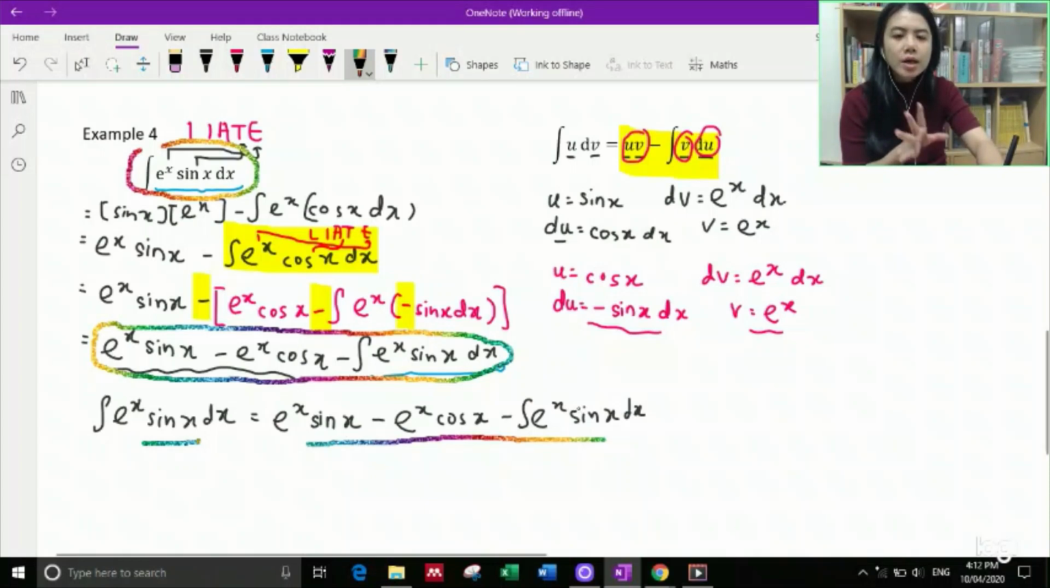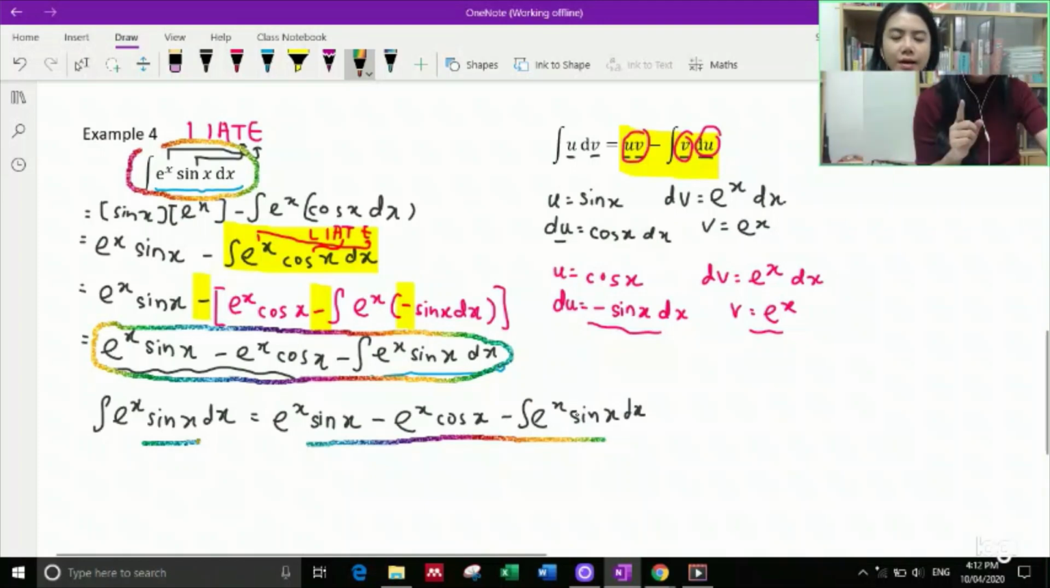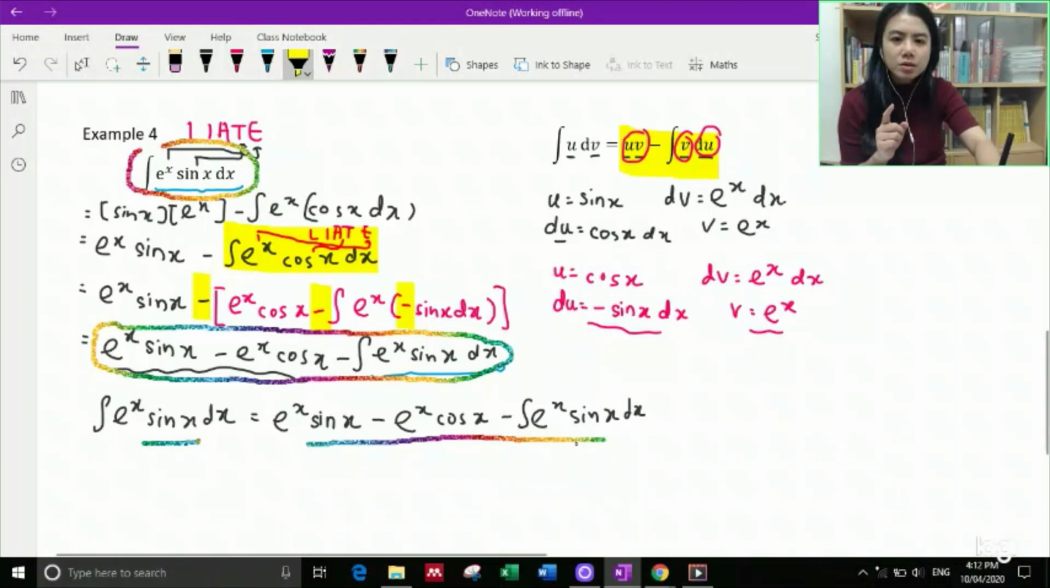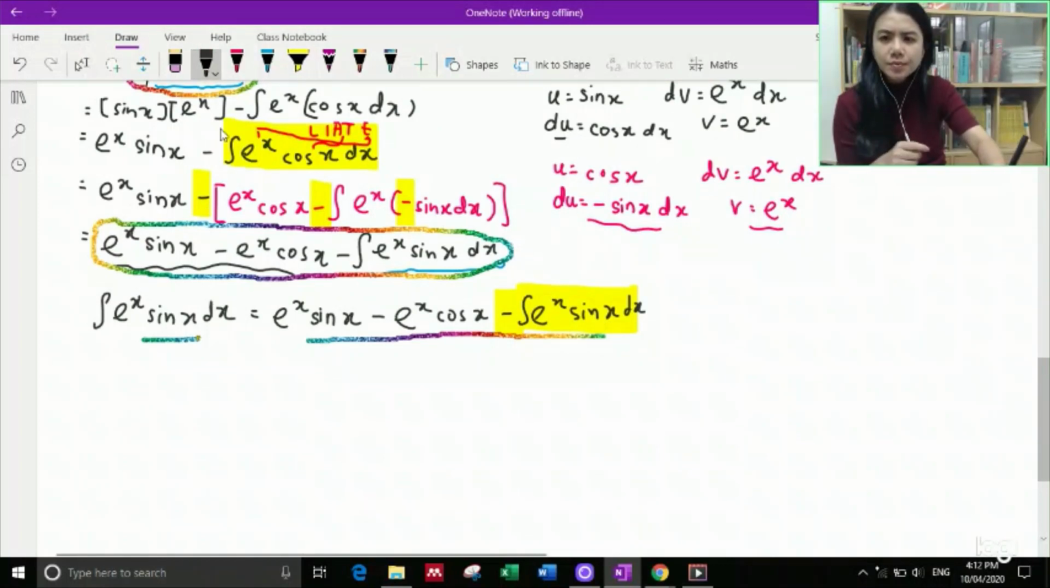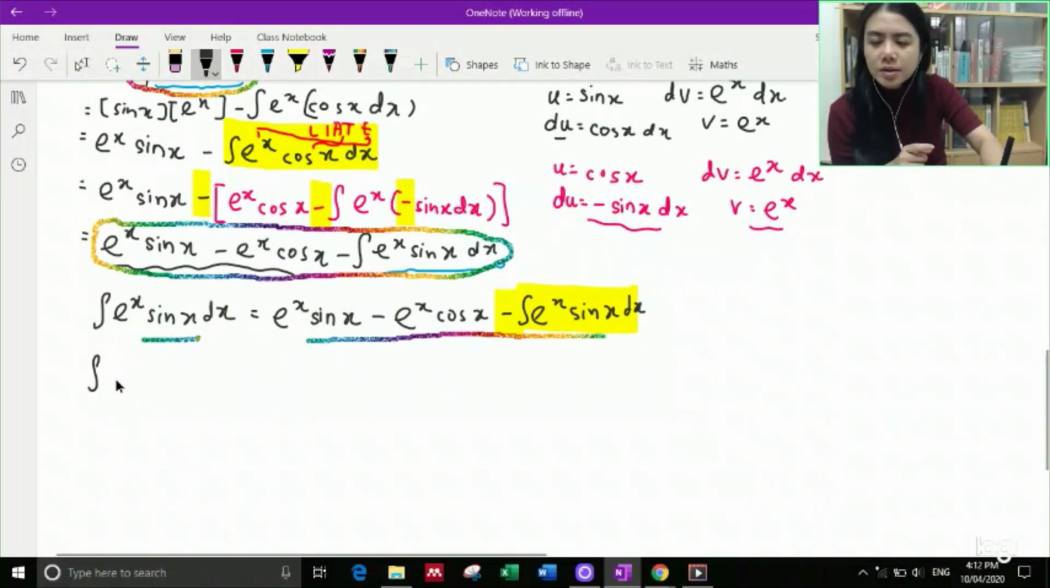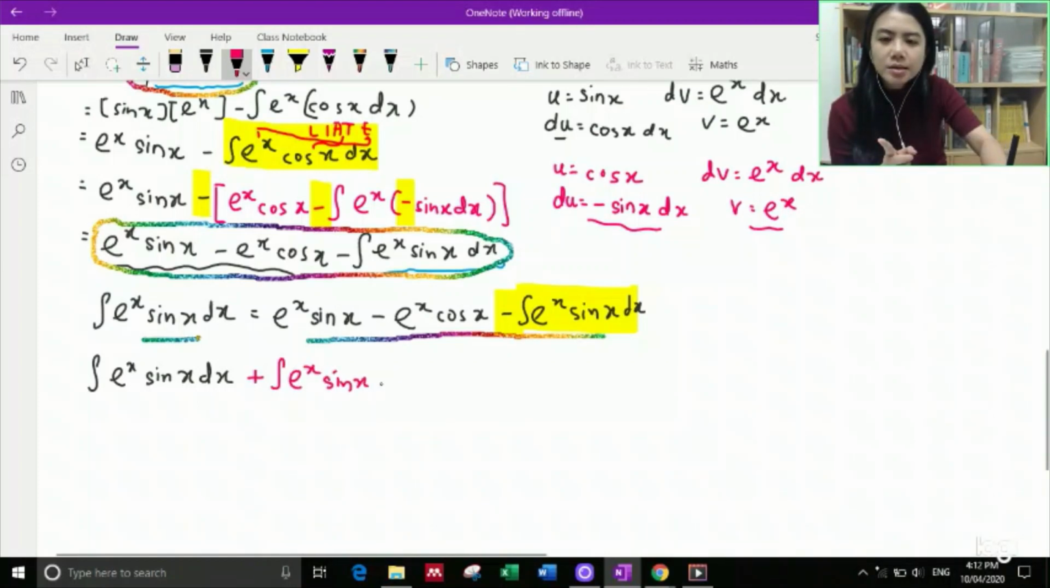What you can do is add the same item to both sides. You want to make this one disappear, and because it is in terms of minus, you use a plus, so it will disappear. Let me write it. You have e^x sin x at the left hand side. Now what you have to do is write a plus on the left hand side, so you have the integral of e^x sin x dx.